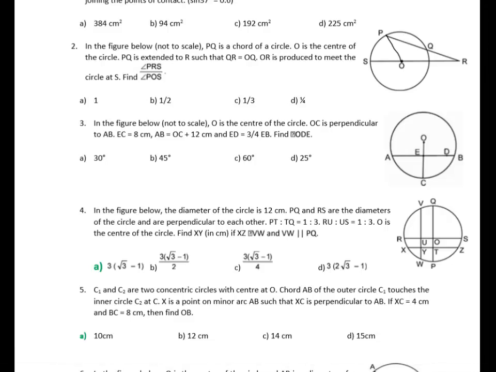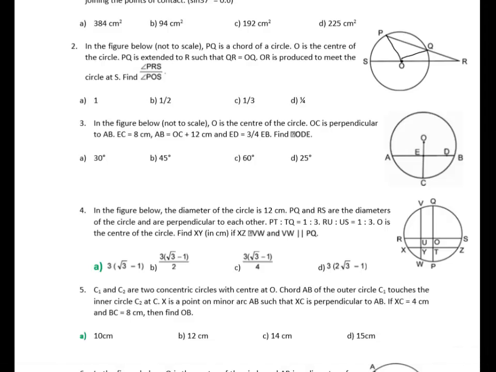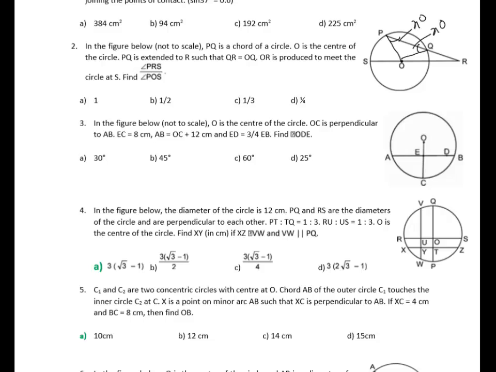It is clearly given that QR is equal to OQ. Now OQ means just draw a straight line OQ. What is OQ? OQ is a radius. Again, look, we are trying to use radius only. OQ is radius. OP is also radius. It means that OPQ is an isosceles triangle. So angle P is equal to angle Q. If you take angle P as x degrees, then angle Q is also x degrees.